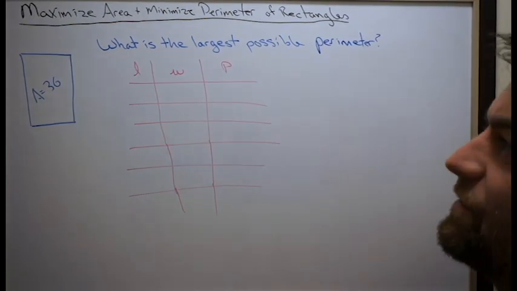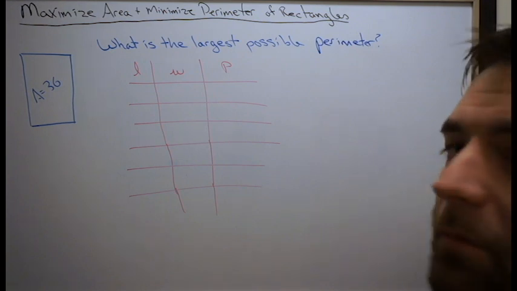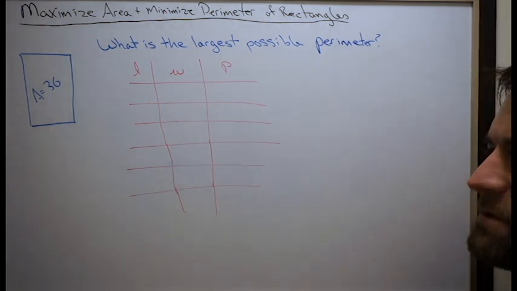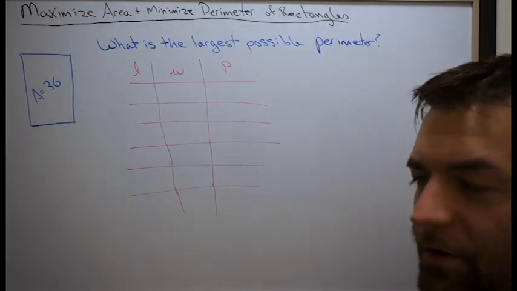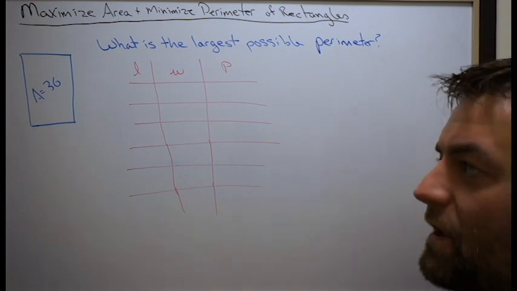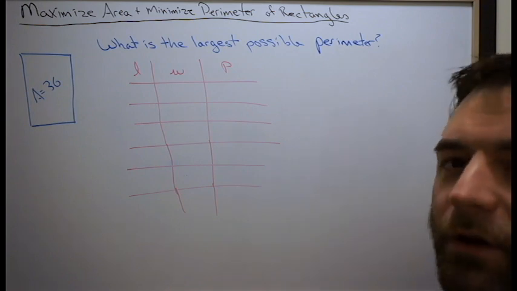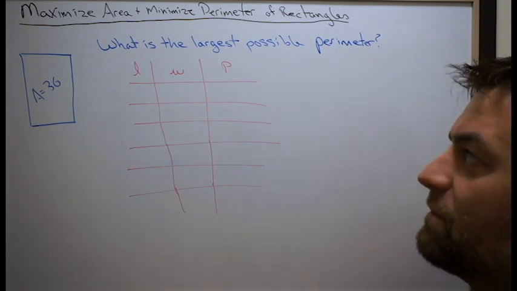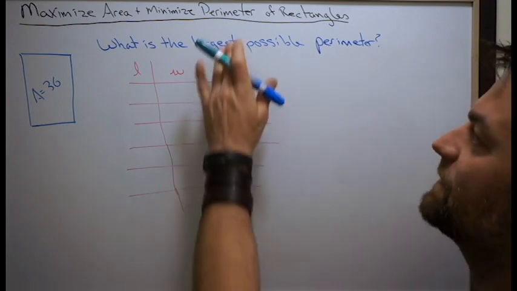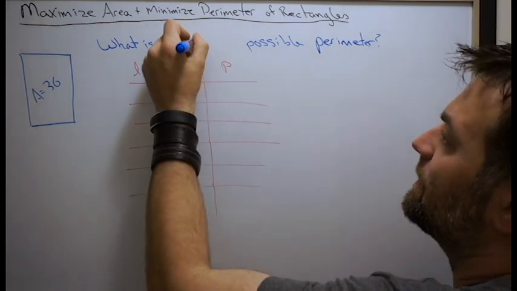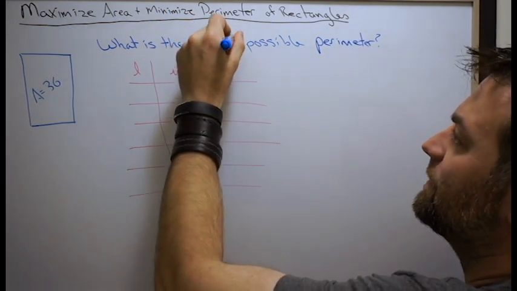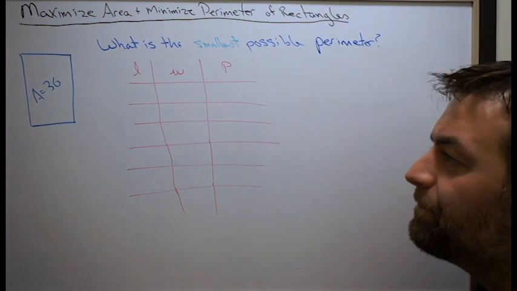Now, similar to finding the maximum area, we also want to be able to minimize perimeter at times. If we have to enclose a certain area of space, we want to use the least possible amount of material to enclose the outside. So to find the minimum perimeter, let's change that to smallest. That's the smallest possible perimeter.